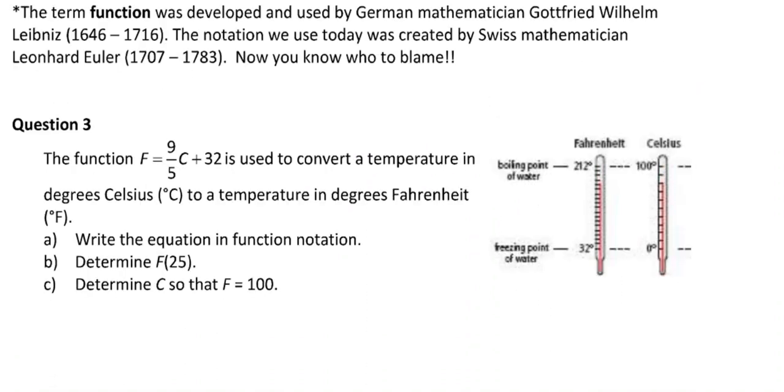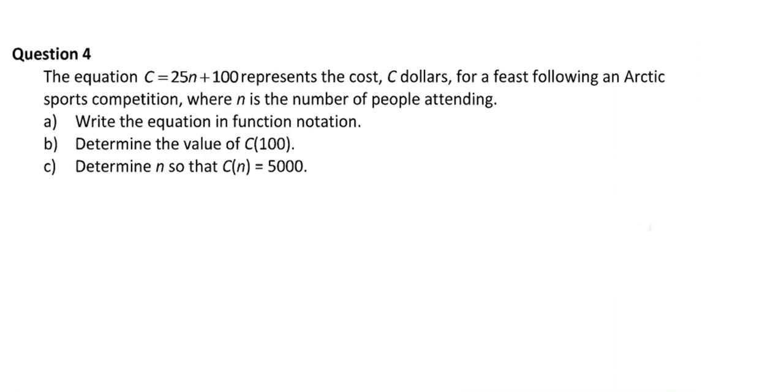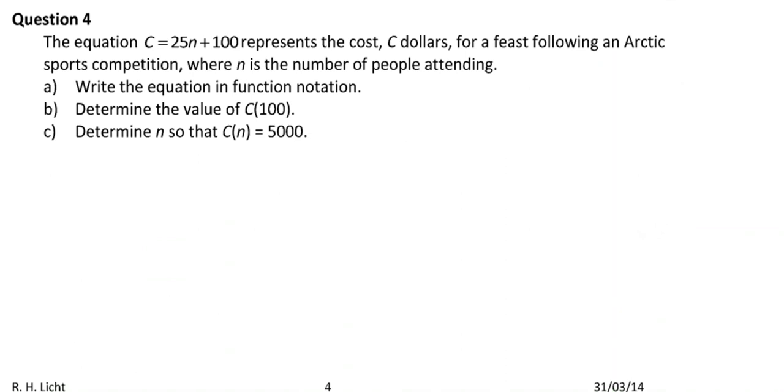Let's just do one of them. I'm just going to do the second one here, again, just for time's sake. So it says the equation C is equal to 25n plus 100 represents the cost, C in dollars, for a feast following an Arctic sports competition where n is the number of people attending. All right, so now it says, let's write this thing in function notation.